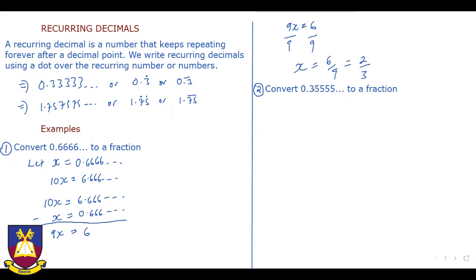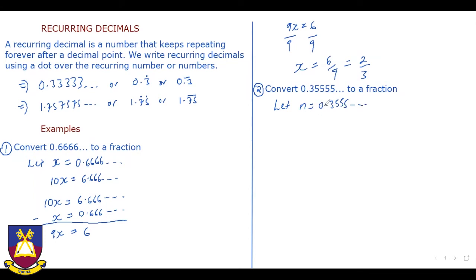Convert 0.35555 recurring to a fraction. Now we can see that this one has one recurring number, which is 5, but it comes after a non-recurring number, 3. So we need to be careful when we're converting this to a fraction. We shall not do like we've done in example 1. We shall change a bit, but still we shall begin by letting our decimal be any letter of our choice.